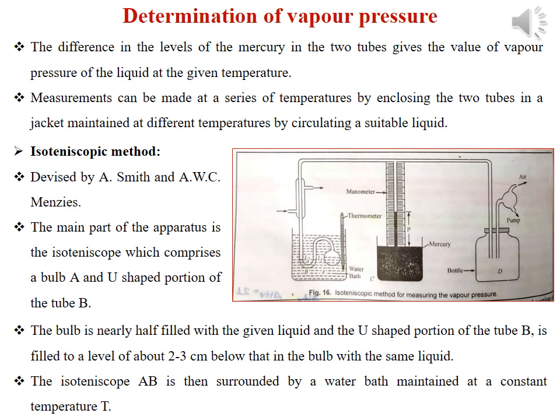We can carry out this whole procedure for a series of temperatures by enclosing the two tubes in a jacket, maintaining a different temperature by circulating a suitable liquid.